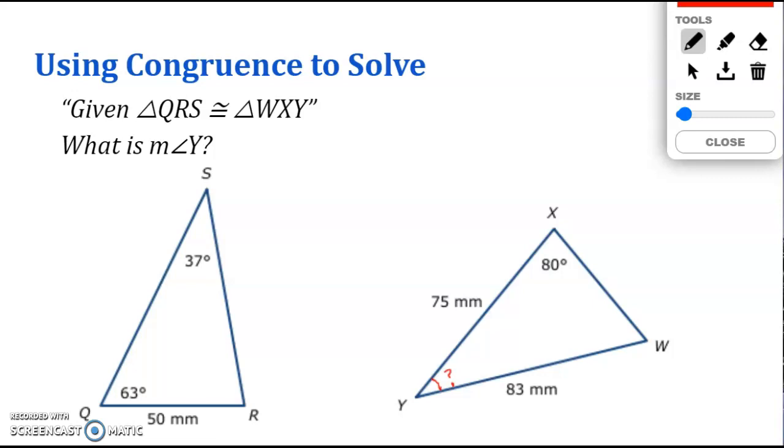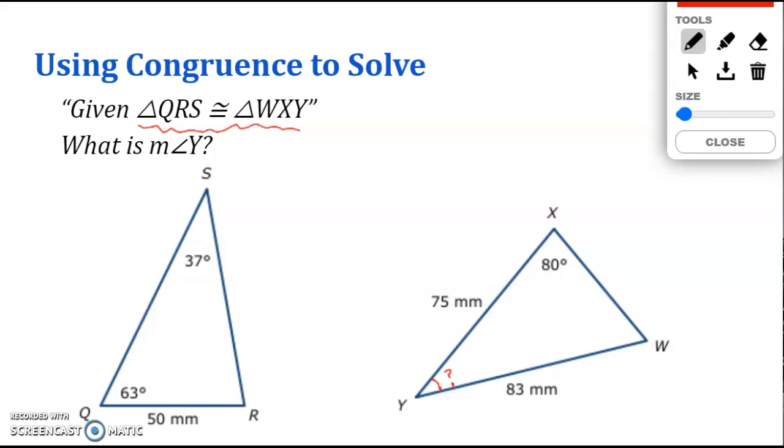Now, can we just look at one triangle and figure out the angle measure of this angle? Well, if I have both of the other angles, 80 degrees and another angle, I can figure it out using the triangle angle sum, right? They always add to 180 degrees, but we do not have that. So we need to rely on the triangle congruence statement that we're given. The statement tells me triangle QRS is congruent to triangle WXY.